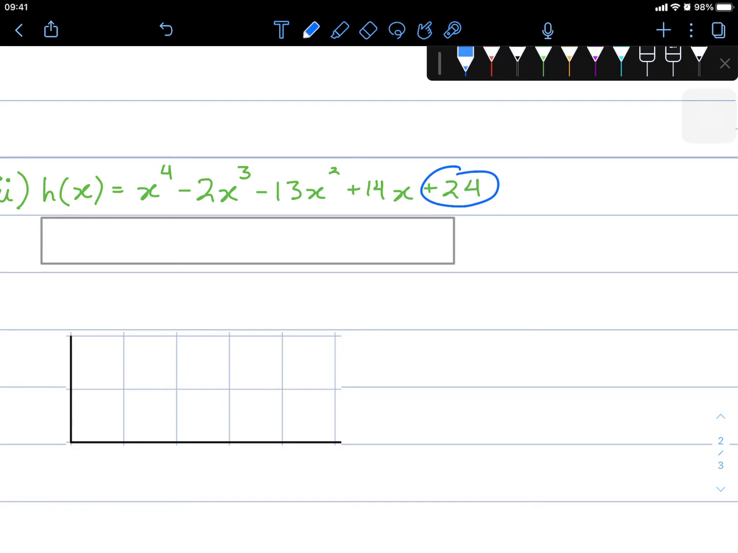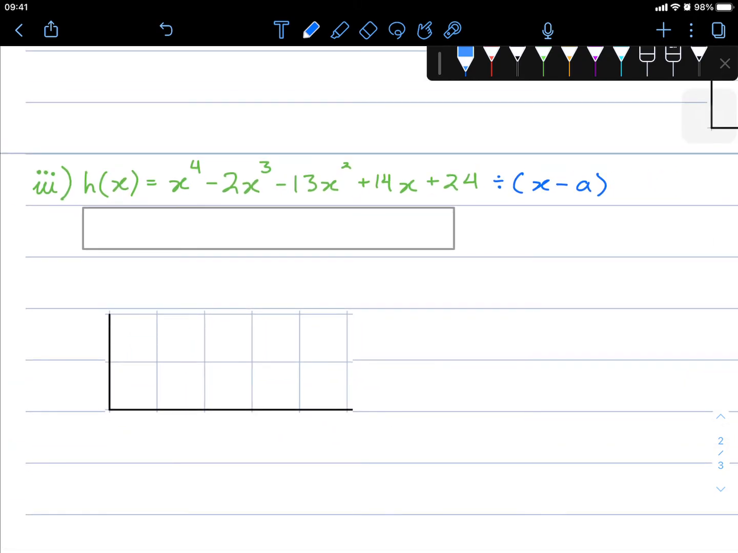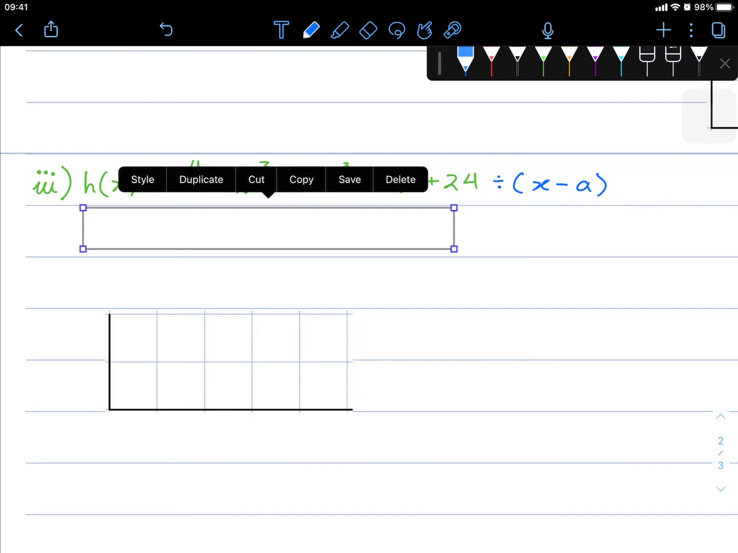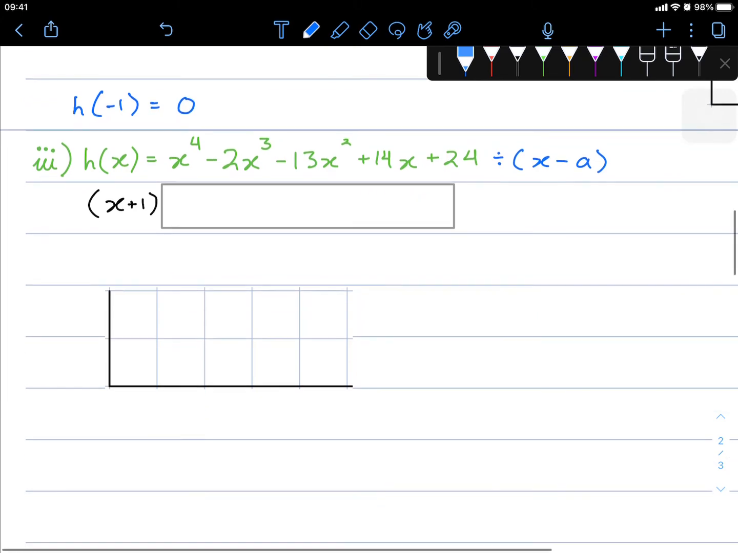We want factors of 24. So we're dividing by x minus a. Just for the sake of the video, I already know what the first one I'm going to test. I'm going to test negative 1. You can try substituting that in, h of negative 1, type it into your calculator. You should definitely be getting 0.